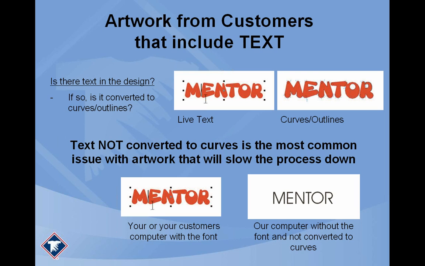However, if you convert your text to curves or outlines, if you're using Adobe, the computer stops looking at it as text. The computer looks at it as a piece of artwork it shouldn't mess with. So instead of entering our computer system and having to look for a font, the computer just shows it to us as if it's a piece of artwork.